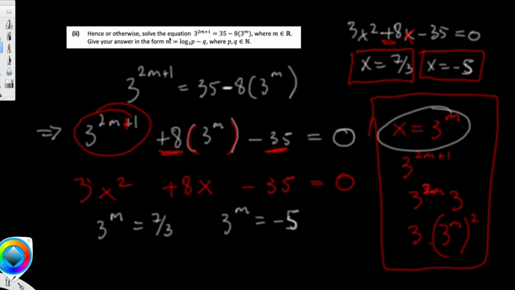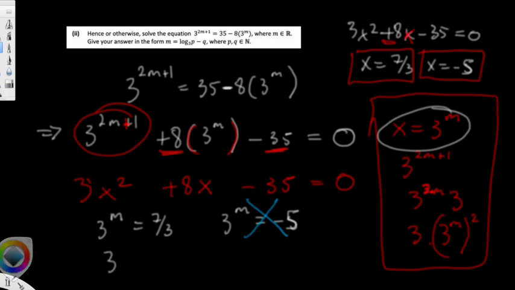Okay, and now the question is, what's the question? The question is to get m. Now this one we can disregard straight away, because there's no power that will make 3 negative. You can't get a negative number by taking a positive number and putting it to some power. There's no special m that will get us there. No real number anyway. So we only have to look at this one here.